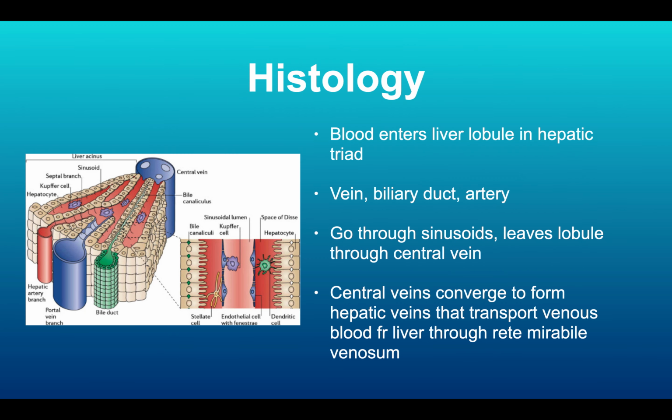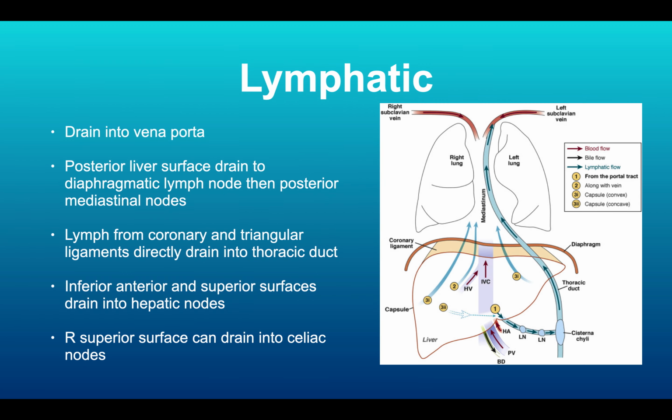And so the histology: blood enters the liver lobule through the hepatic triads, goes through the sinusoids, leaves the lobule through the central vein, which will converge, and then transport the venous blood from the liver through the rete mirabile venosum. Lymphatics will drain basically all into the portal vein. The posterior of the liver surface will drain into the diaphragmatic, so it goes up into the diaphragm lymph nodes, and then posterior into the posterior mediastinal nodes.